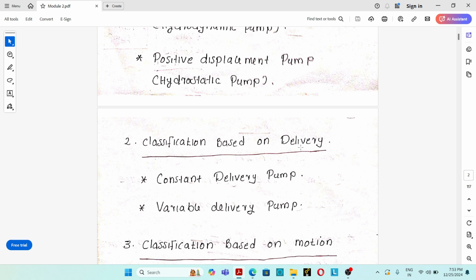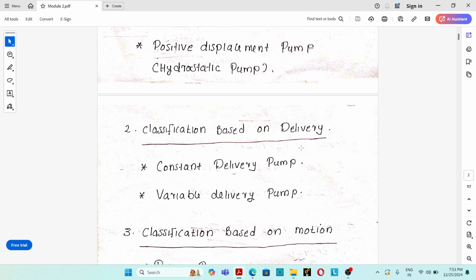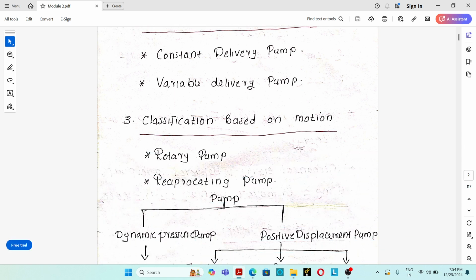Second classification is based on delivery. Based on delivery, pumps are classified into constant delivery pump and variable delivery pump. Constant delivery pump means the output delivery of a pump cannot be varied by the operator. Variable delivery pump means the output delivery of the pump can be varied by the operator. Classification based on motion: based on the motion of the pumping element, pumps are classified into rotary pump and reciprocating pump.